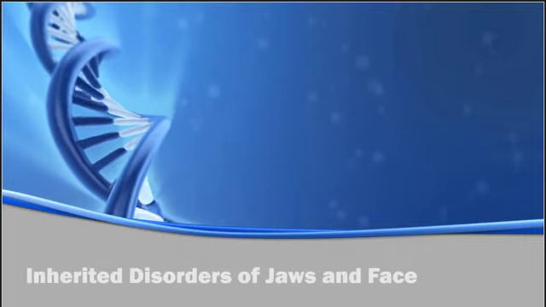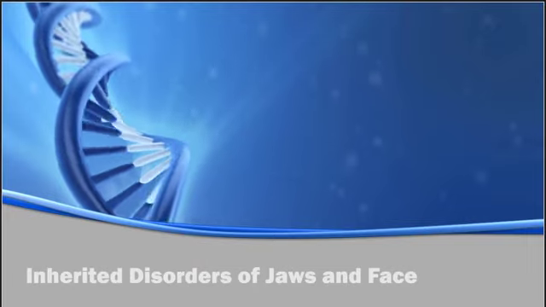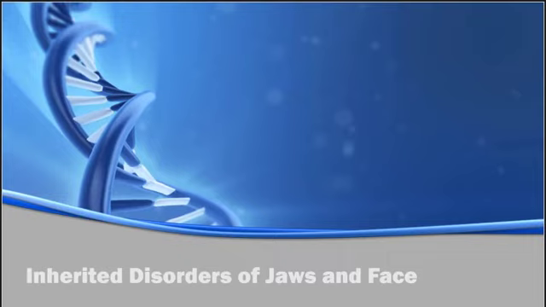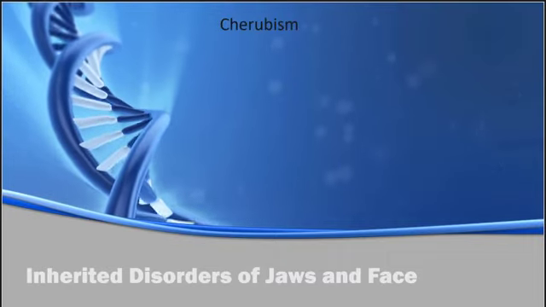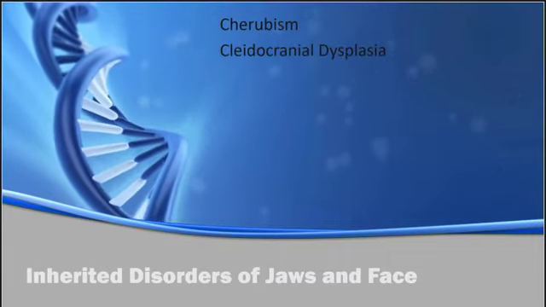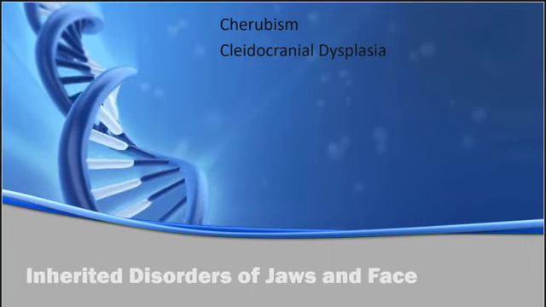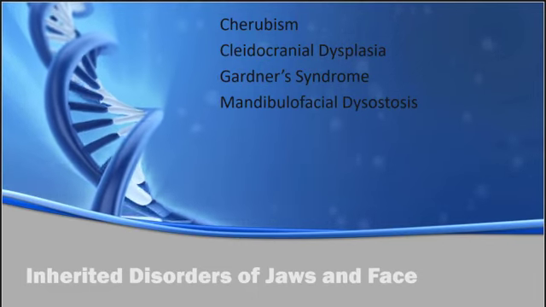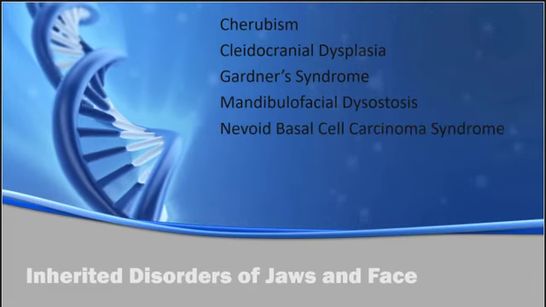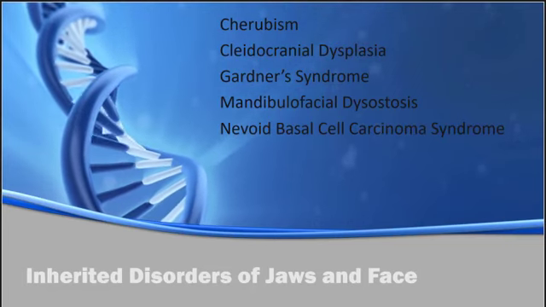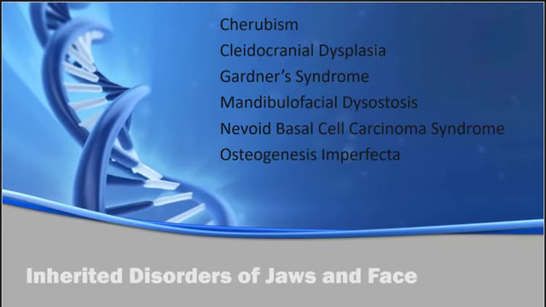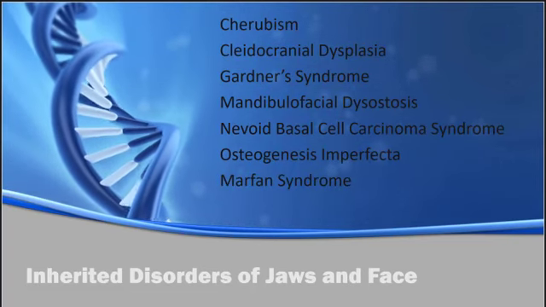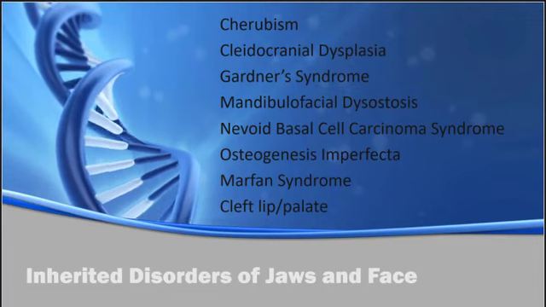Now let's move on into disorders which affect the jaws and the face. We have multiple disorders in this section. The first one is going to be Cherubism, and then we have Cleidocranial Dysplasia, Gardner Syndrome, Mandibulofacial Dysostosis, Nevoid Basal Cell Carcinoma Syndrome, Osteogenesis Imperfecta, Marfan Syndrome, and cleft lip or palate.